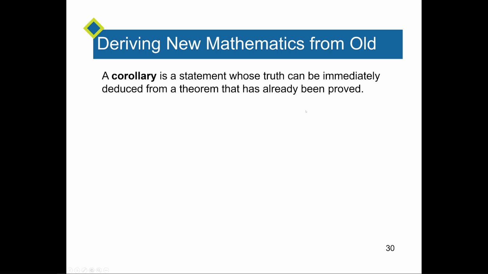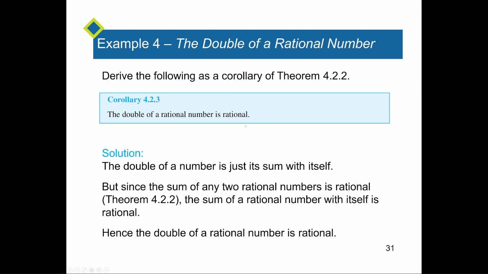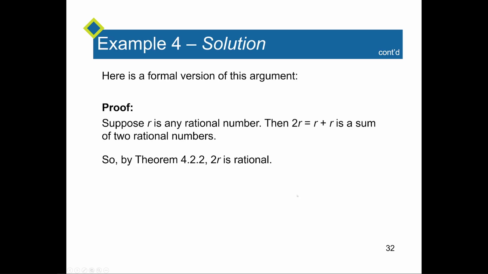And this slide 30 here gives what a corollary is. But remember, we already defined what a corollary, proposition, and theorem are in the very first lecture, at the beginning somewhere. Of course, we also spoke about what a conjecture is. So this here is an example of a corollary. The double of a rational number is rational. The methodology that we use for this is the same as the proofs before. And this is the beginning of the proof here.